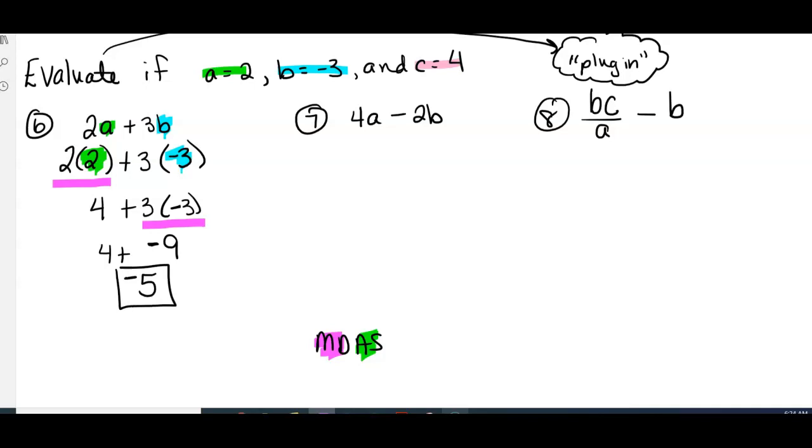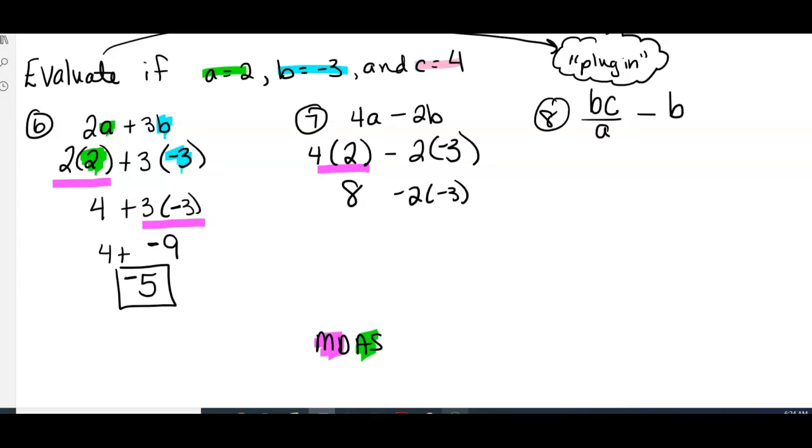Okay. I'd like you to try number 7 on your own. So I'm going to write the 4, and instead of an A, I'm going to put parentheses. And instead of a B, I'm going to put parentheses. So go ahead and try it, and then press play when you think you have it. So for A, you should have plugged in a 2, and for B, you should have plugged in -3. And so I do my multiplying first. 4 times 2 is 8, and I bring everything else down.